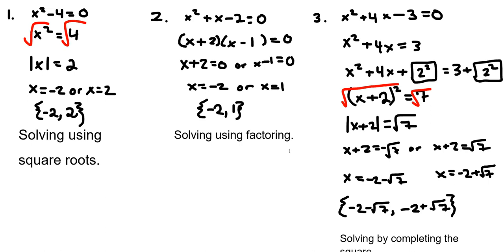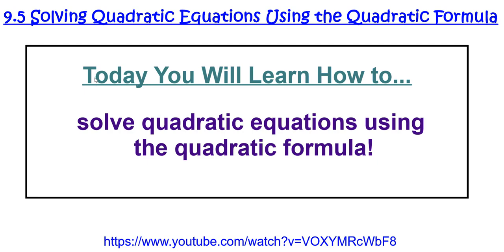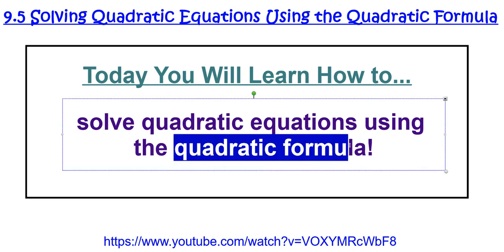But you've learned 3 methods, and today here comes the 4th method, solving by using the quadratic formula. So we're solving quadratic equations using the quadratic formula. I can show you a proof of how to derive the quadratic formula, but you're not going to have to prove it. So maybe I shouldn't show it. Ultimately, the proof requires you to complete the square.